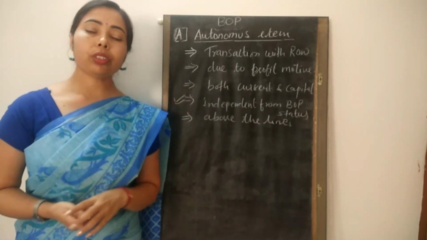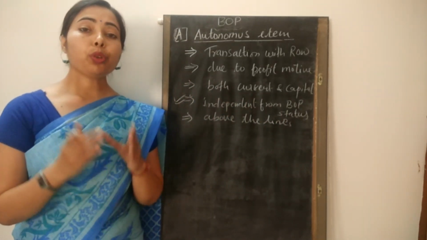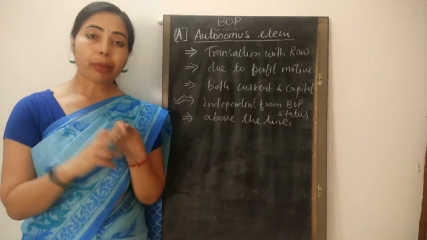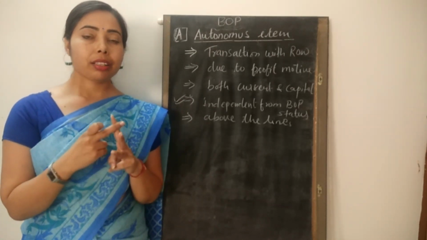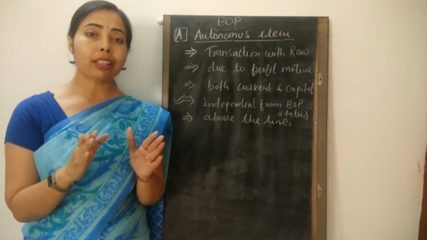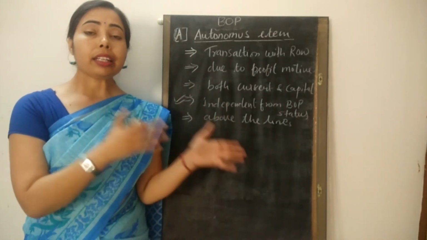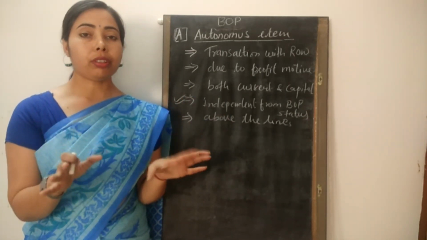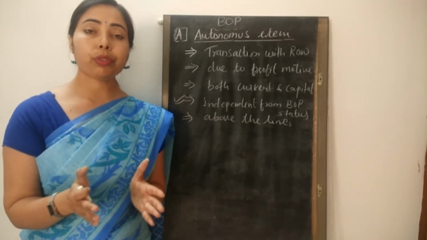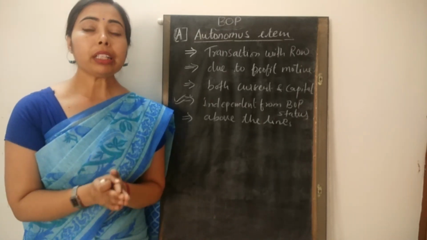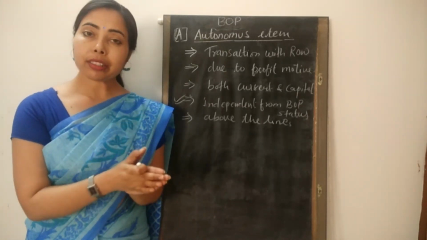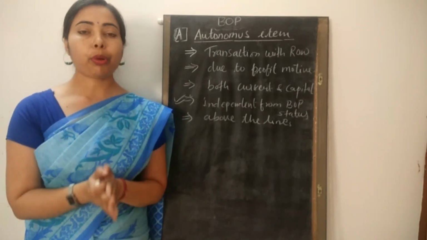I explained in the previous video that BOP status is of three types: balanced, deficit and surplus. If the BOP status is balanced, that is, the debit side and credit side are both equal, it means the outflow and inflow of foreign exchange are equal, then there is no problem. But if the situation is surplus or deficit, there will be a problem.